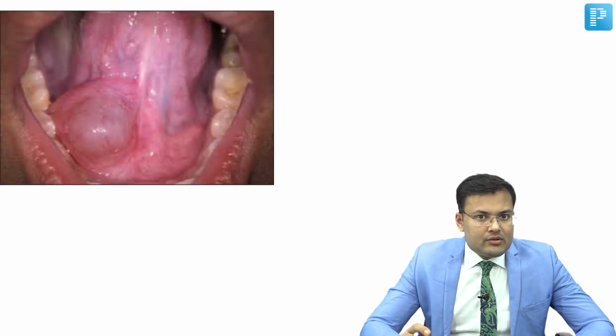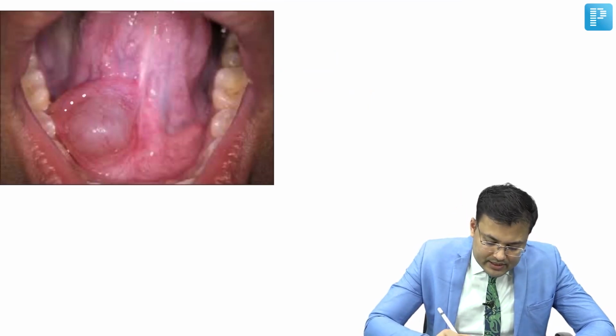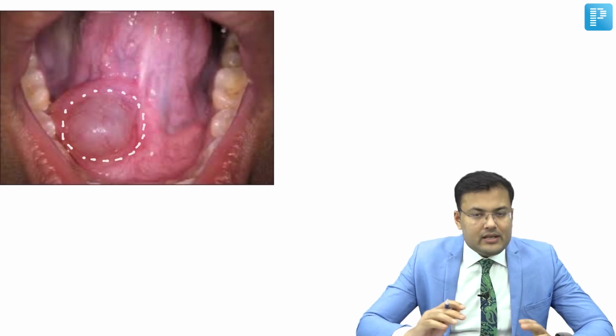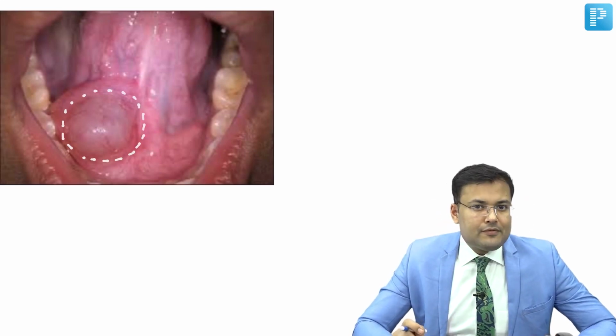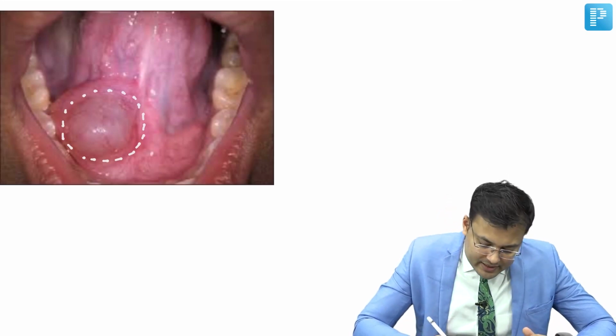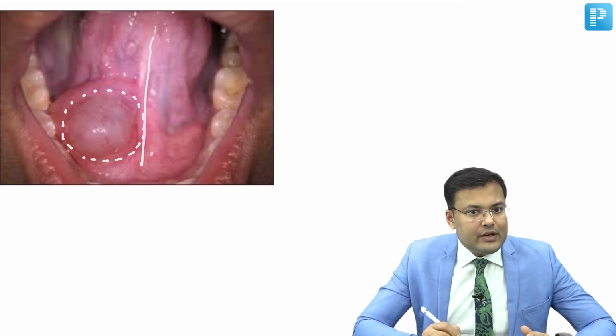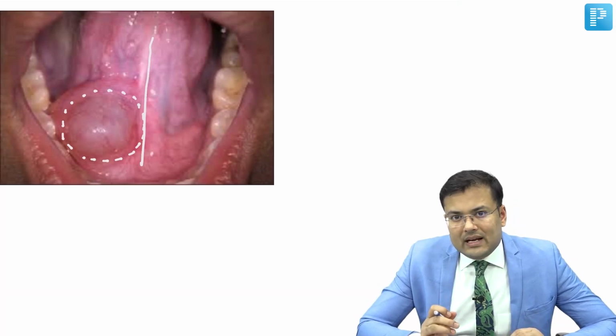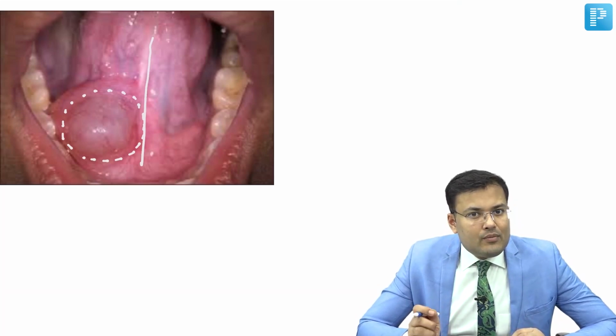Now tell me what is the diagnosis. What you can see here is a cystic swelling in the floor of mouth. It is bluish, so it resembles a frog's belly. And can you see, it is lateral to midline. This is the frenulum, so it is lateral to midline. Cystic swelling, bluish appearance, resembles a frog's belly.